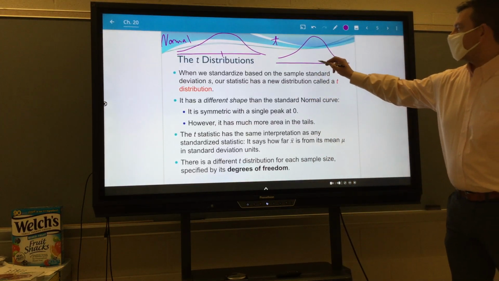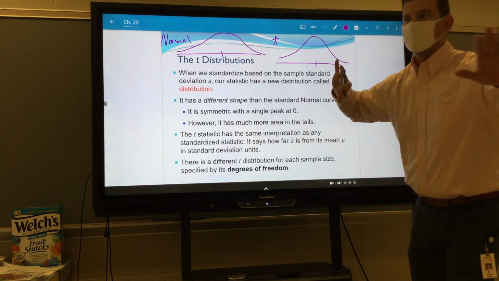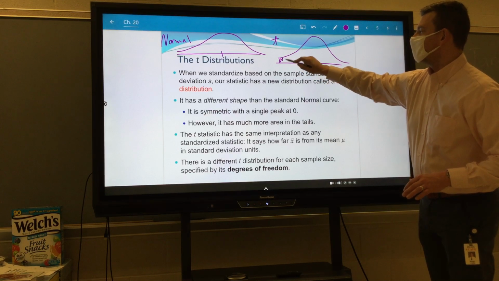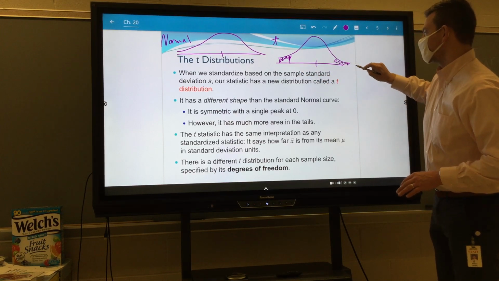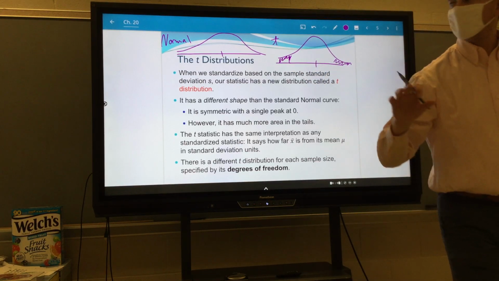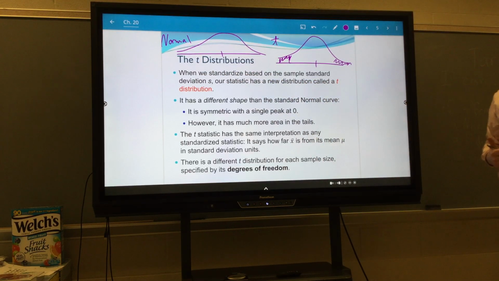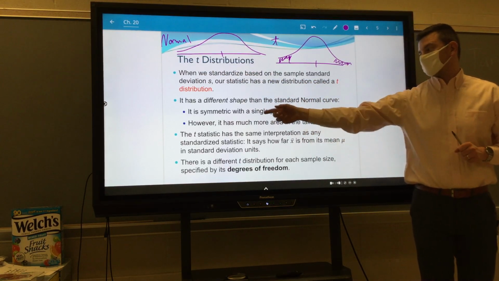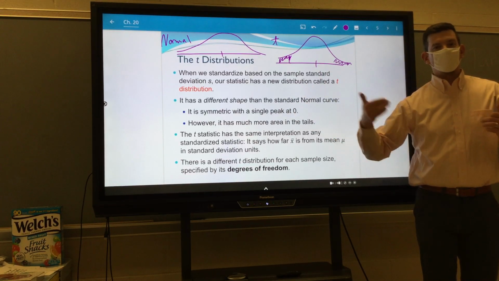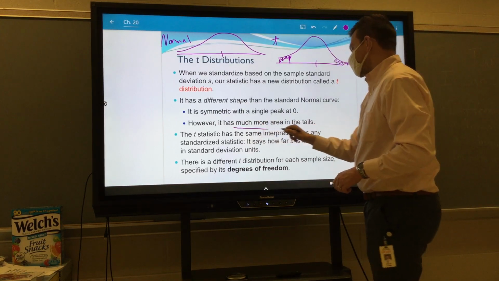except it gets a little bit shorter, because you have more data in the tails. Okay? The tails are a little bit bigger than the normal distribution. We'll explain why. But the similarities: it's still symmetric. It has a single peak at 0, or whatever the mean is. There's much more area in the tails.